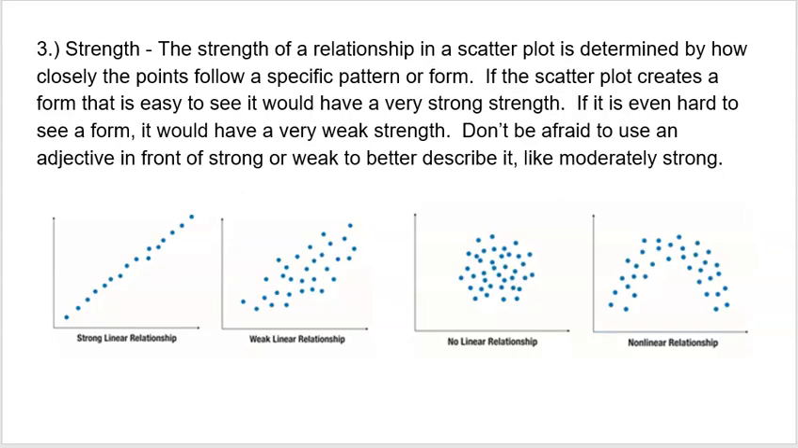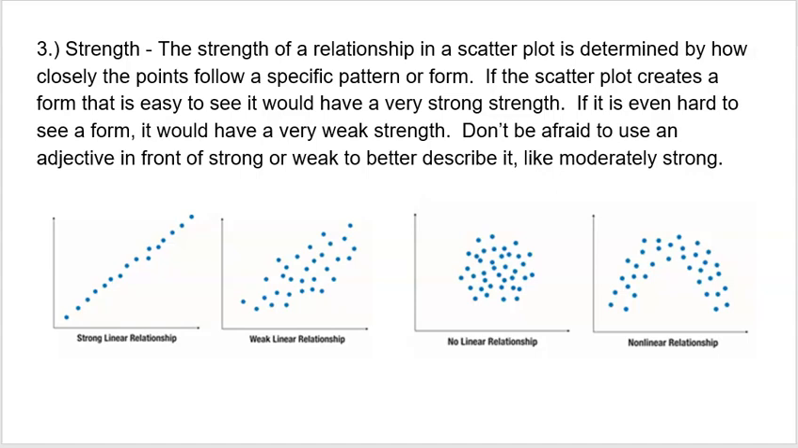All right, third is strength. The strength of a relationship in a scatter plot is determined by how closely the points follow a specific pattern or form. So if you can clearly see a straight line, it's probably going to be pretty strong. If you can't even tell if it's a line, well, I'm pretty sure that would be what we call weak. This is very vague right now. We'll get a little bit more specific later. But really, if the first two topics were direction and form, and the direction and form are very easy for you to see, positive, linear, well, then it's probably pretty strong.